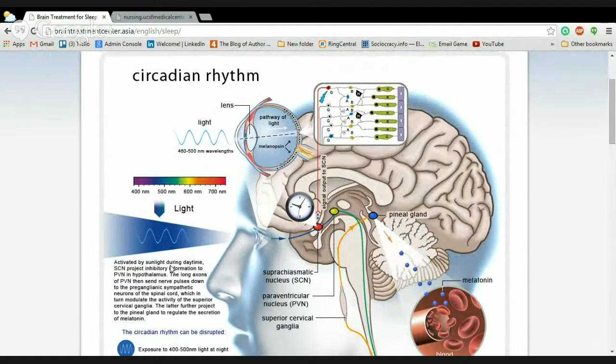Activated by sunlight during daytime. So your circadian rhythm's activated by sunlight during the daytime through this process, essentially. The SCN, the suprachiasmatic nucleus, projects inhibitory information to the PVN. So that's the paraventricular nucleus, the PVN here, in the hypothalamus. So that is there in the hypothalamus, which is underneath the thalamus, if I remember correctly, if that's the thalamus.